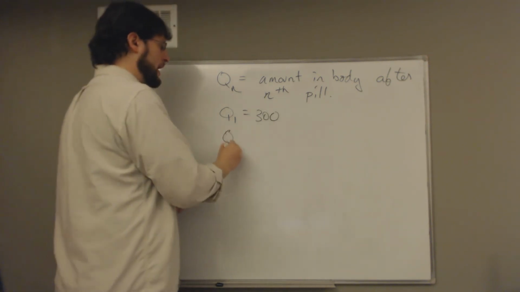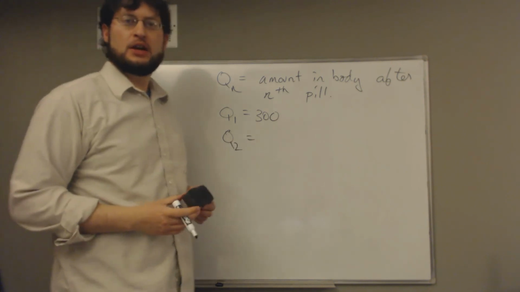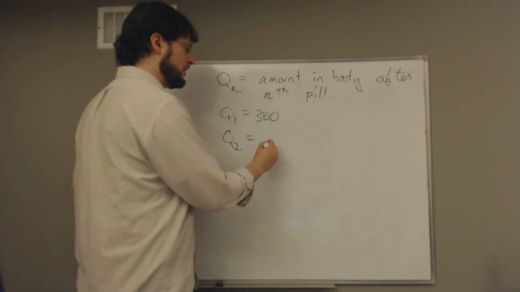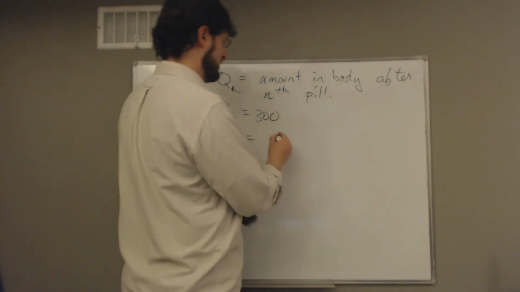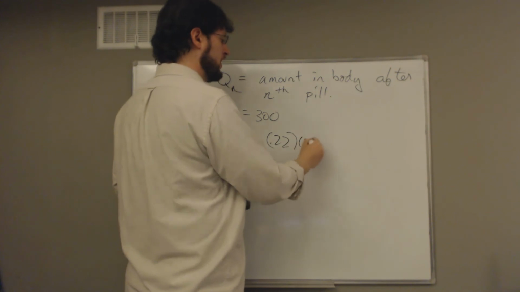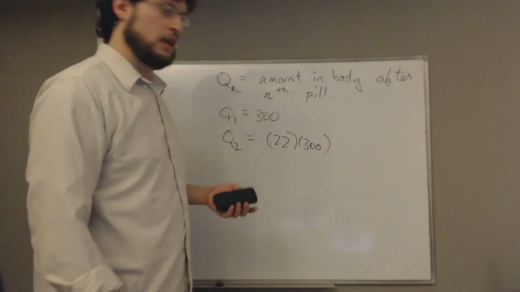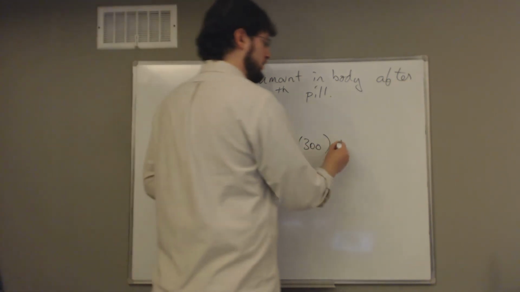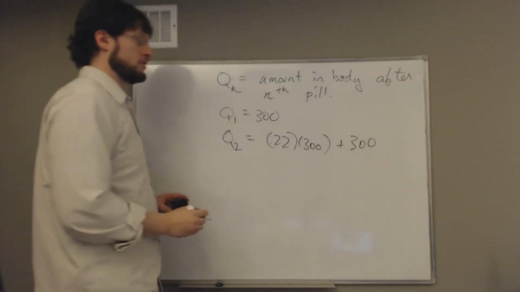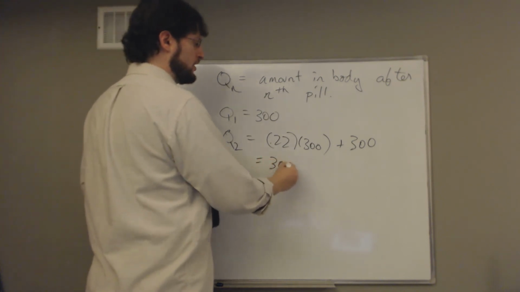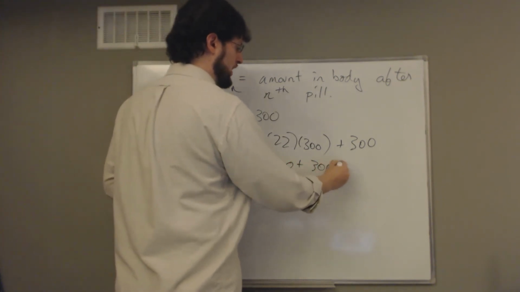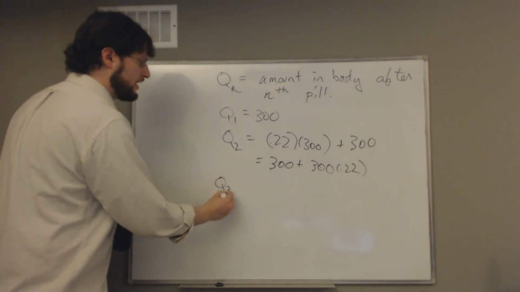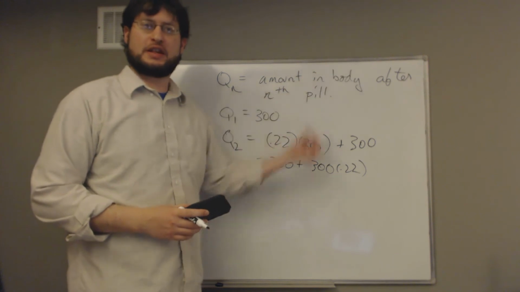All right? So what happens after we take the second pill? Well, we take the second pill at the end of 24 hours. So we have 22% of the 300 that we started with, but then we have another 300 milligram pill that we take. So this is 300 plus 300 times 0.22. This is how much is left right after the second pill.